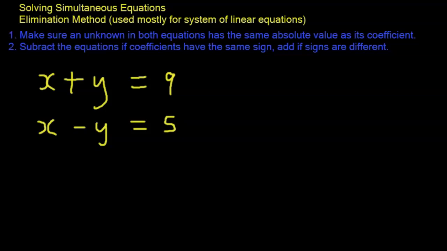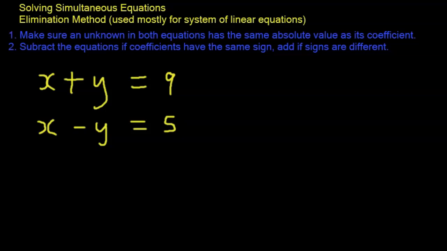We want the coefficients to have the same absolute value. For the unknown y, the coefficient in the top equation is 1, because it is 1y. Remember, coefficient means the number that you multiply to the term, right? So for negative y, negative 1 is the coefficient, because negative y is negative 1y. So yes, they have the same absolute value. 1 and negative 1 have the same absolute value.